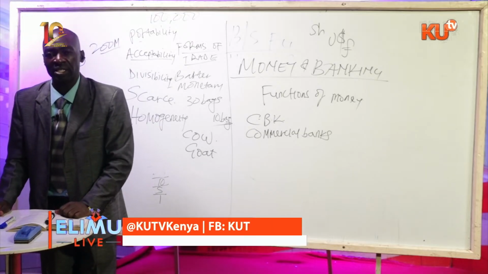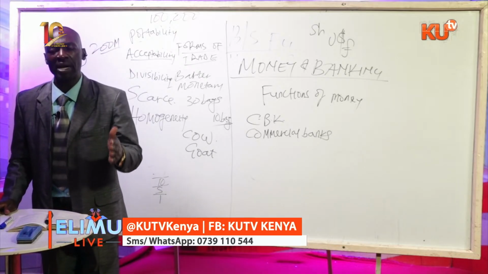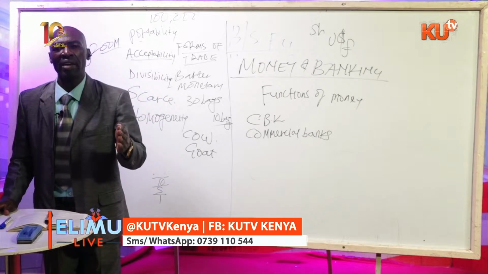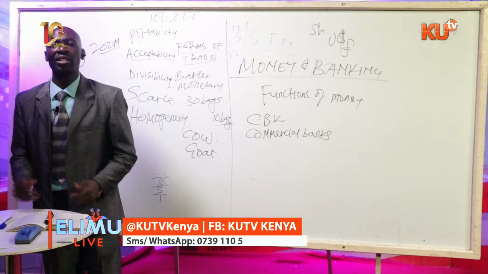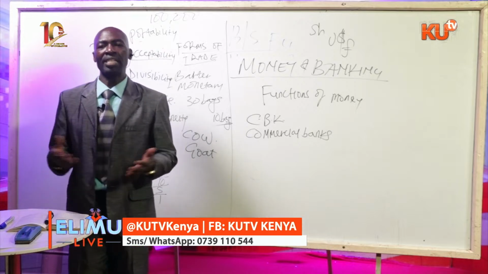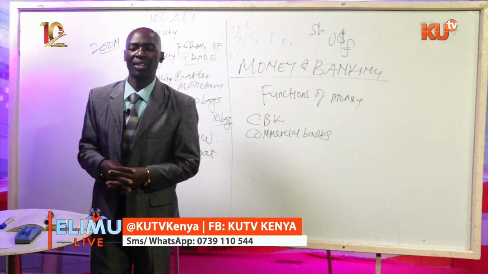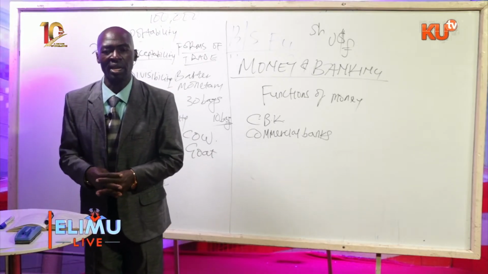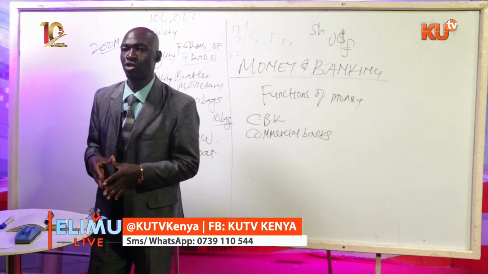Today and maybe in the next subtopic, we shall clear the area. A central bank of a country is a bank that takes care of the finances of that particular government. So that is the central bank. Now in Kenya, a central bank is headed by a governor, and the governor is a presidential appointee.